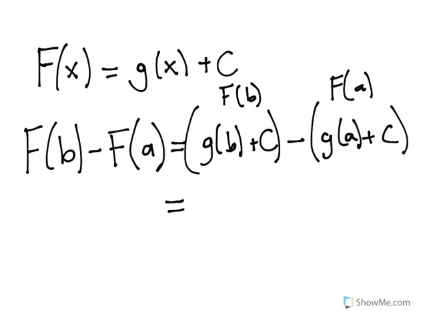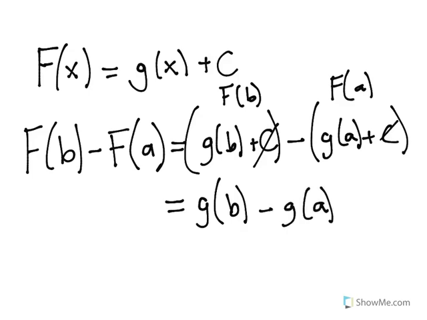If we go ahead and distribute the negative and combine some stuff, we're going to end up with something like g of b plus c, and then we're going to have a minus c, so those are going to cancel each other out, and then minus g of a. Now you might say, well, this is a lot of F's and g's. What on earth are we talking about here?